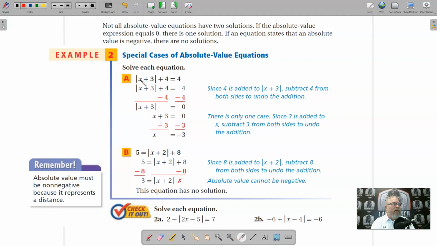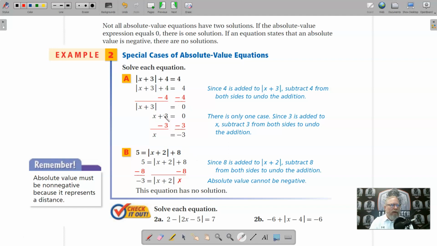So we have absolute value of x plus 3 plus 4 equals 4. So we have the positive 4 that is being added to the absolute value of x plus 3. So let's get rid of the positive 4 with the negative 4. What we do to one side, we're going to do to the other. Then the 4s are going to cancel each other, leaving us with just the absolute value of x plus 3 on the left. And 4 minus 4 is 0. We now have that the absolute value of x plus 3 equals 0. So at this point right here, we would know there's only going to be one solution.